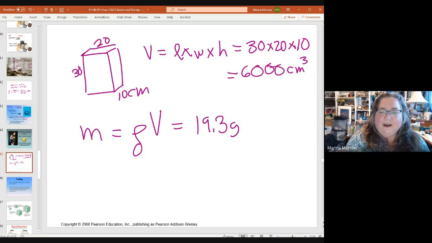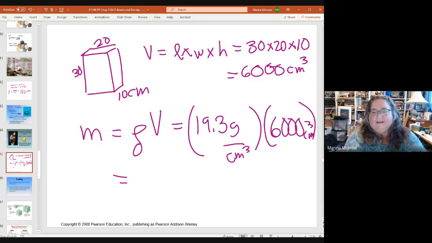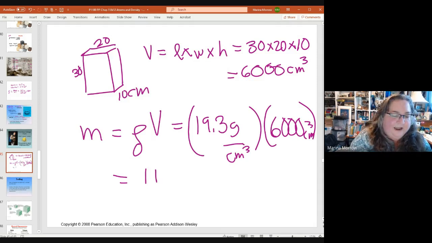19.3 grams per centimeter cubed. And then we're going to multiply that by our volume of 6,000 centimeters cubed. And so what we're going to get is 6,000 times 19.3, which is 115,800. And what are the units?